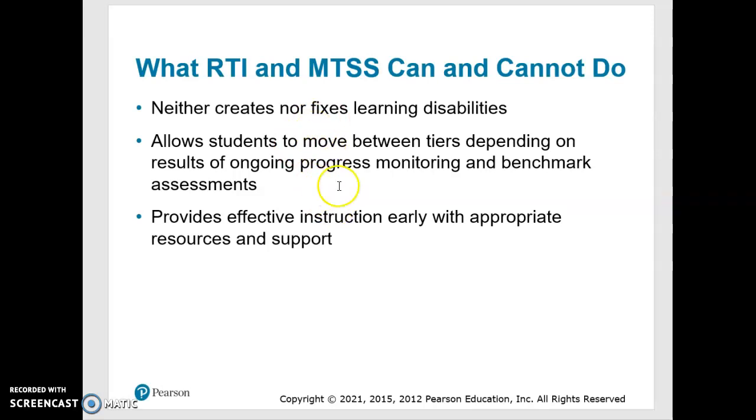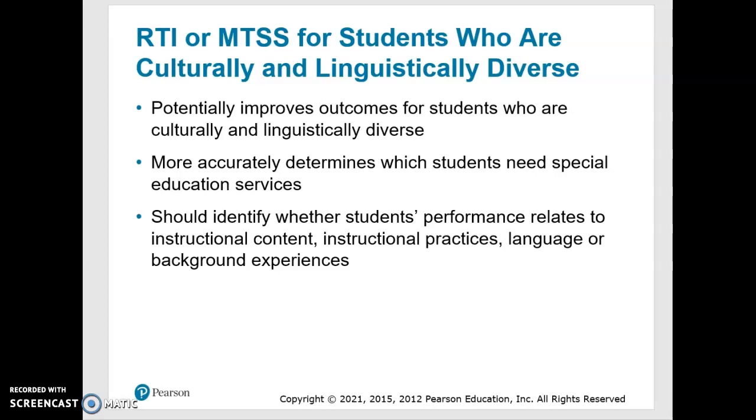So allow students to move between tiers. Again, they can go from tier 1 to tier 2 to tier 1 to tier 2 to tier 1, tier 1, 2, 3, who knows, and provides effective instruction with appropriate resources and support. And it's early, right? We're starting this as early as kindergarten. We're not waiting for them to fail.